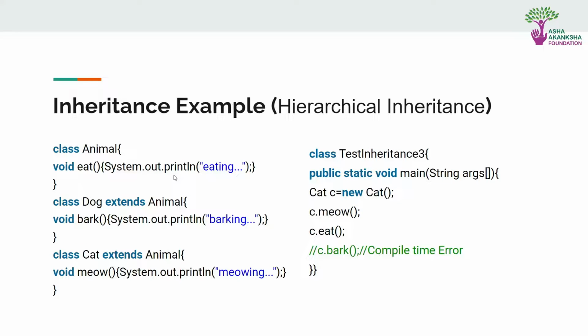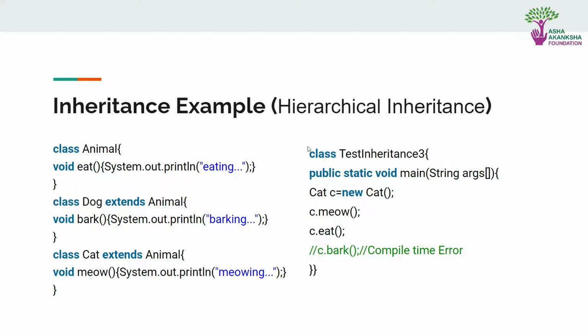Then there is hierarchical inheritance. In this case, multiple classes inherit from the same class. So here we have a dog and we have cat, and they are both inheriting from animal. So dog can bark and can eat, cat can meow and it can eat. Keep in mind that here dog and cat cannot access the functions of each other.